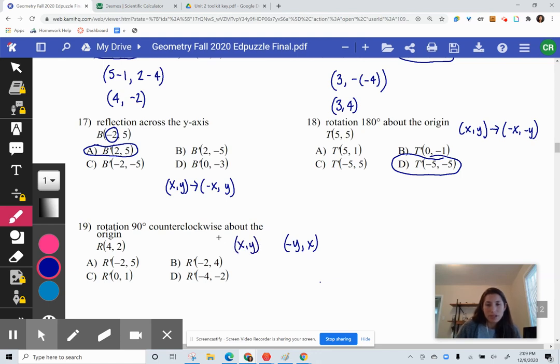So essentially what that's doing is it's switching the x and y, their places, and also changing the sign of y. So if I think about 4, 2, I'm going to change their location. So it's going to become 2, 4. And the y is also going to change signs. So that's going to become -2, 4.